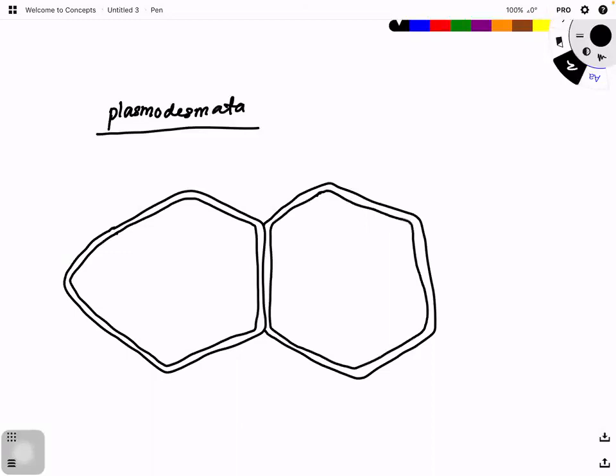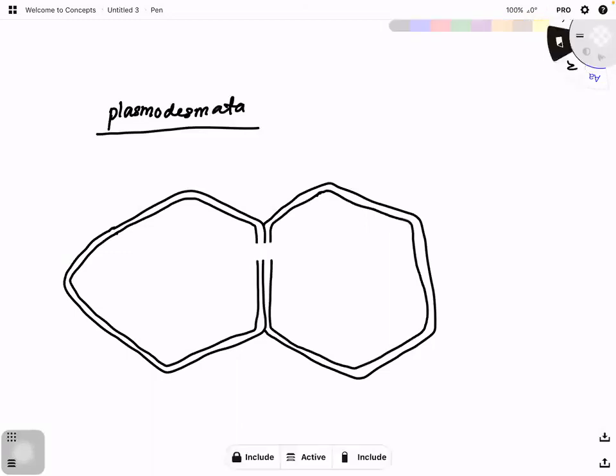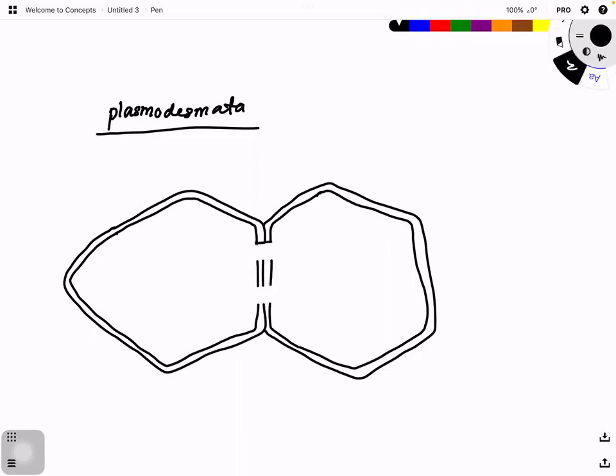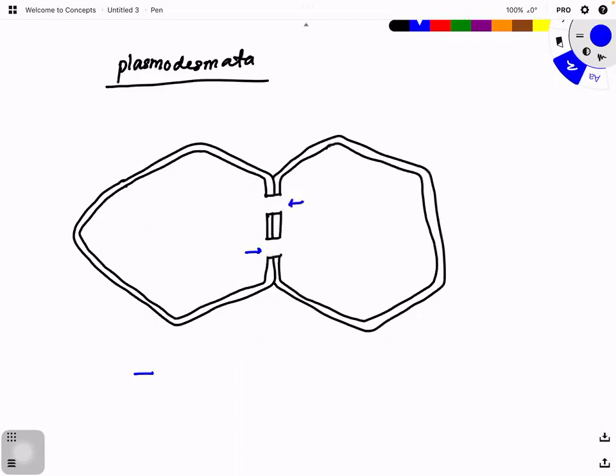Okay, can you see that? And they are perforated with the pore. They are open pore. So this one is termed as plasmodesmata. Can you see that? Okay, so that means they are open pore. No cell wall in between them.